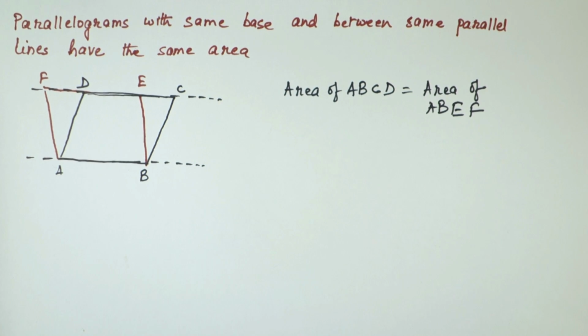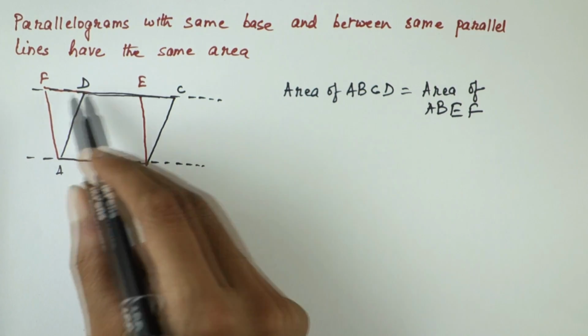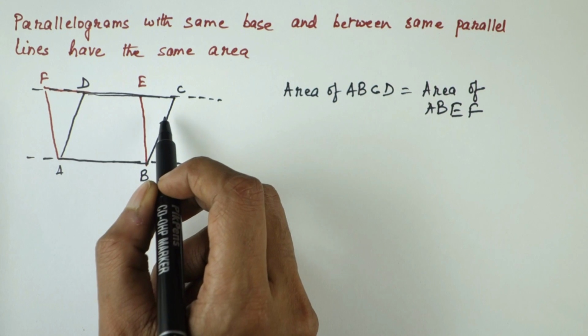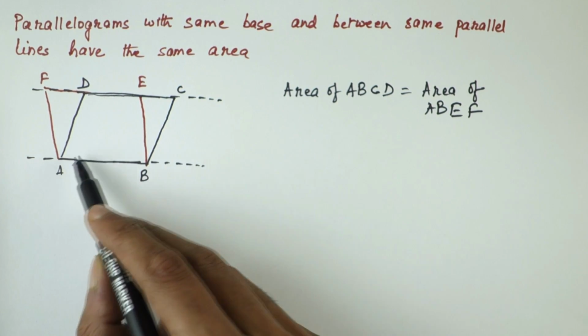So in this video, let us look at parallelograms which are on the same base and between the same two parallel lines. And what we will try and prove is that such parallelograms have the same area. So here we have drawn two parallelograms ABCD and ABEF, and what we are trying to prove is that these two parallelograms have the same area.